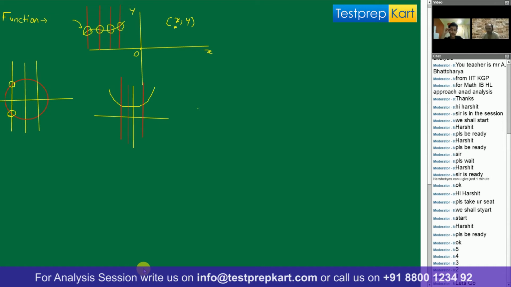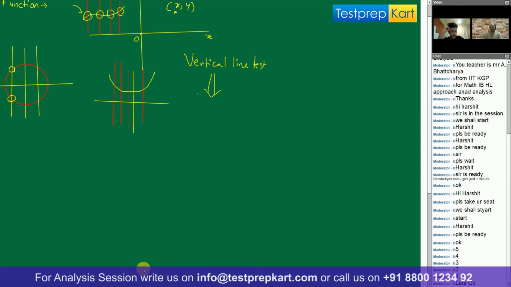So let me write it. Vertical line test. If we try to describe this using a flowchart: only one point of intersection. If it is true, then a function. If it is false, not a function.